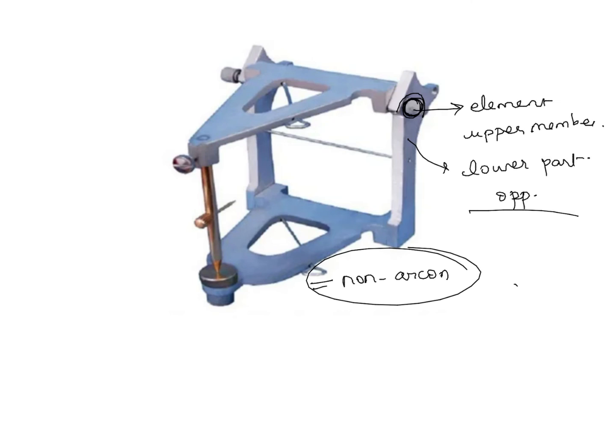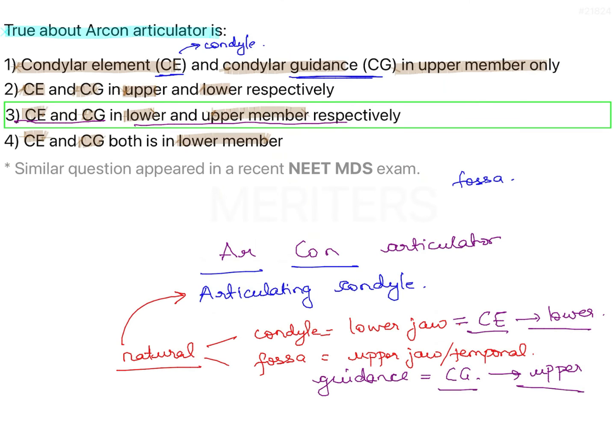So based on that, you can have some picture-based questions too. As far as your concept is clear, you will be able to answer this very easily. In the given question, Archon articulator is the one that has condylar element in the lower and condylar guidance in the upper member of the articulator respectively.